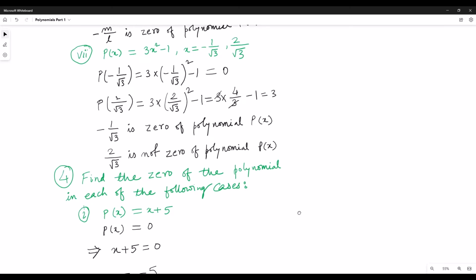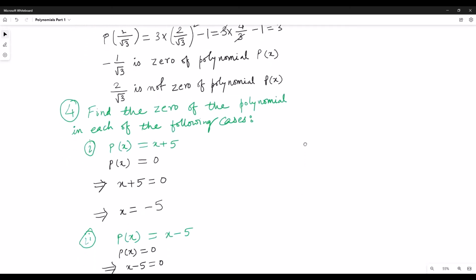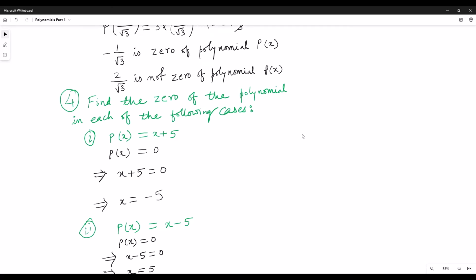Find the zero of the polynomial in each of the following cases. Here we do not know for which value of x this polynomial is 0. So p(x) is equal to x plus 5. We will assume x plus 5 is 0. So x is equal to minus 5. How does this have to become minus 5? Because LHS is equal to RHS. So on both sides we have subtracted 5. So x plus 5 minus 5 equals 0 minus 5. So x is equal to minus 5.